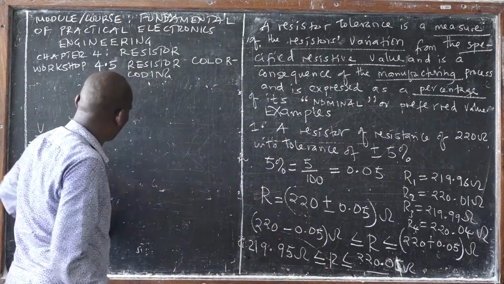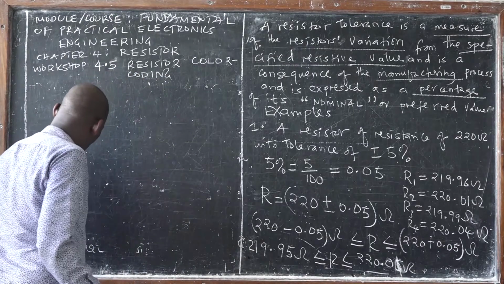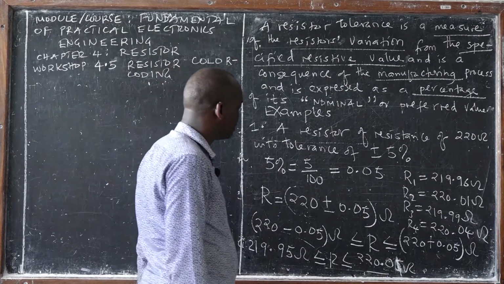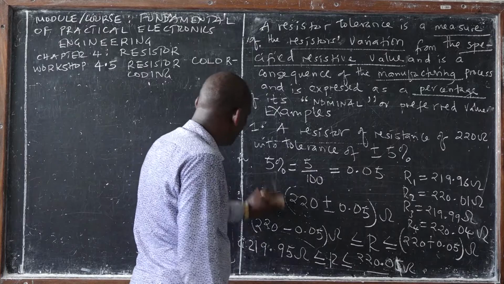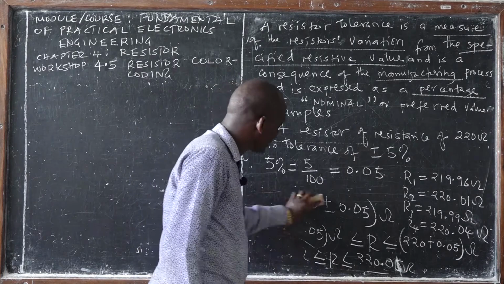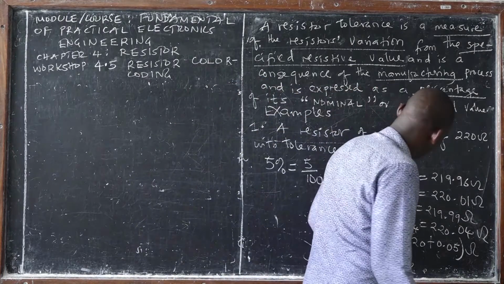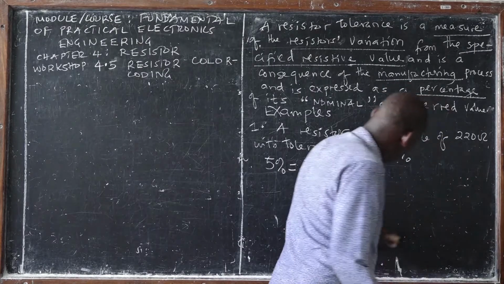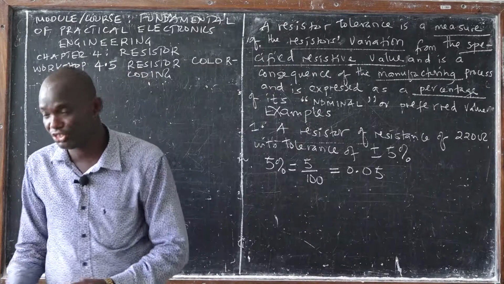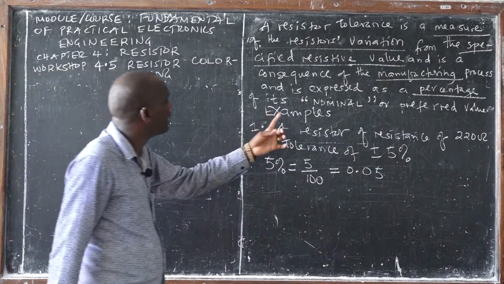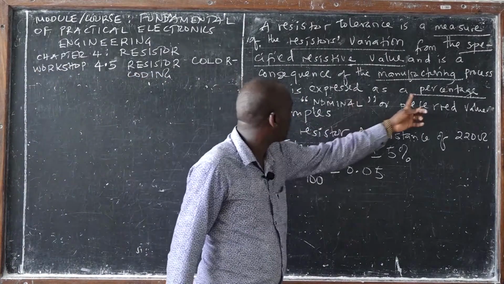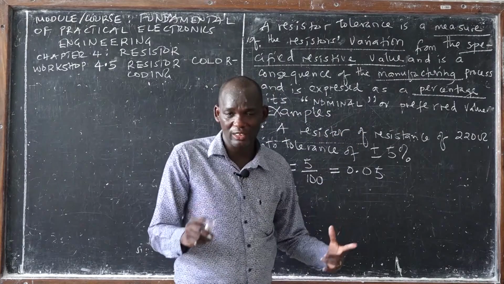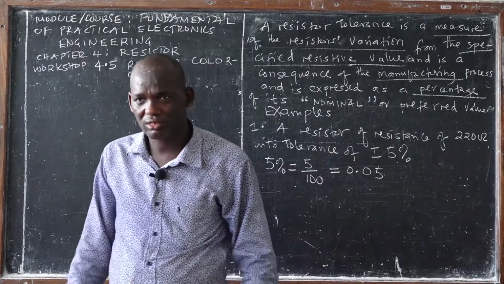Oh, I made a mistake. I made a mistake there on that tolerance. I'm sorry. Let me correct that mistake. I deviated from the truth of the definition. Remember, the definition said that it is expressed as a percentage of its nominal or preferred value. That's why I was wondering why this error is very small.